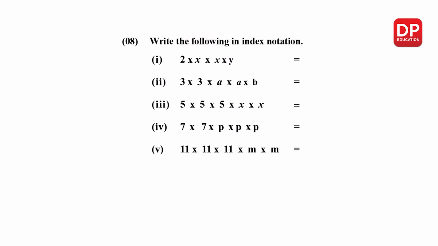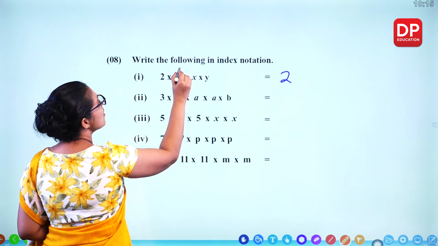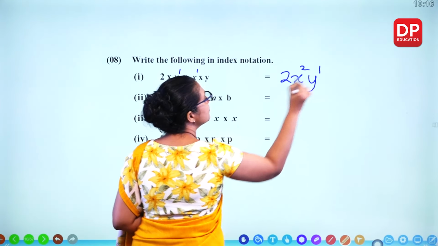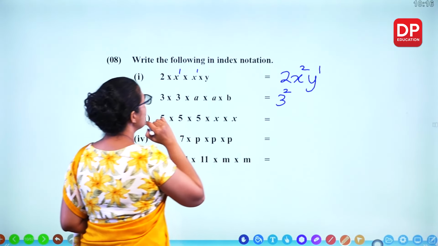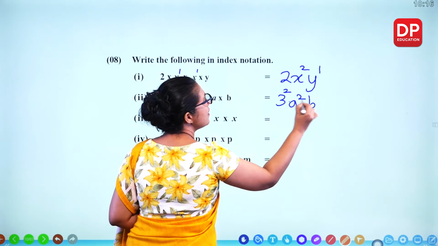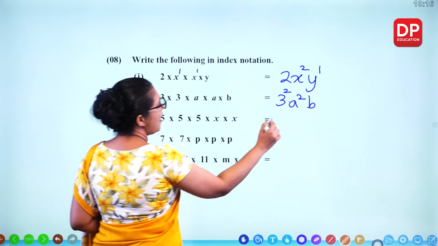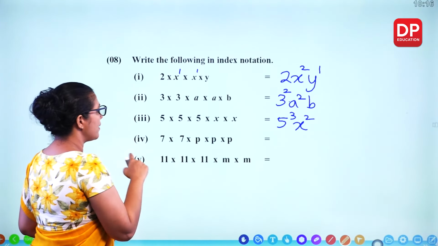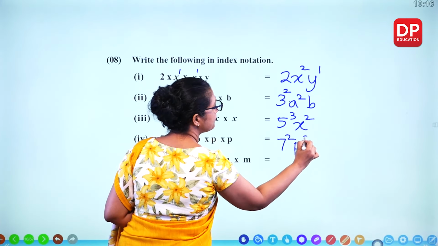Write the following index notation. 2 is there. How many x's? 1, 2. So 2 there and 1 y. Here how many 3's? 2 3's. So 3 to the power 2. And how many a's? 2 a's and 1 b. Here you don't need to put 1 there. How many 5's? 3 5's and 2 x's. X squared. 2 7's and 3 p's.